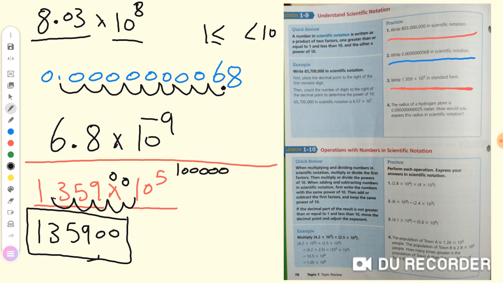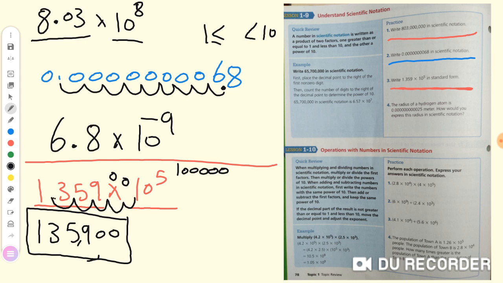If we multiply any number by 5 zeros, you have to move the point to the right-hand side by the number of zeros, which is 5. So we will move it 5 places, and the number will be 135,900. Okay, this is how to write it in the standard form.